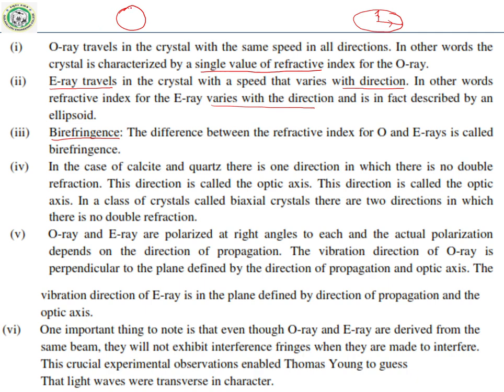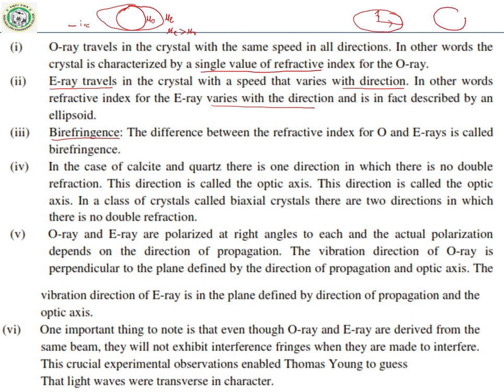Here we have the ordinary ray, and this is the extraordinary ray. Here mu e represents the refractive index of the extraordinary ray, and mu naught is the refractive index of the ordinary ray. In this case, mu e predominates over mu naught, so mu e is greater than mu naught. The difference, mu e minus mu naught, we call birefringence. If mu e is dominating over mu naught, we call it a negative crystal.